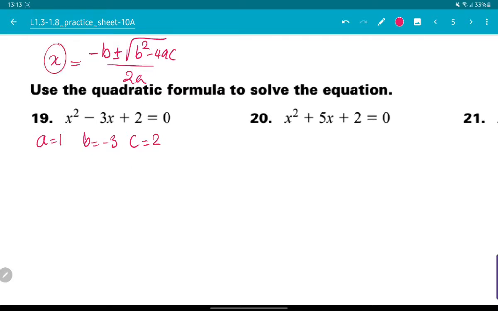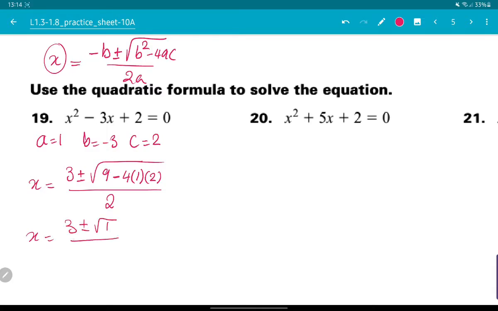The formula, as you see here, x will be negative b, which is negative, will be positive 3 plus or minus square root of what? Negative 3 squared, because b squared is negative 3 squared is 9, minus 4 multiply 1, the value of a, multiply c, which is 2, all over 2a. 2 multiply 1 is 2. Now you can put this without the square root on the calculator. It will give you root 1. This answer will be 1. Now x will be 3 plus or minus root 1 over 2.